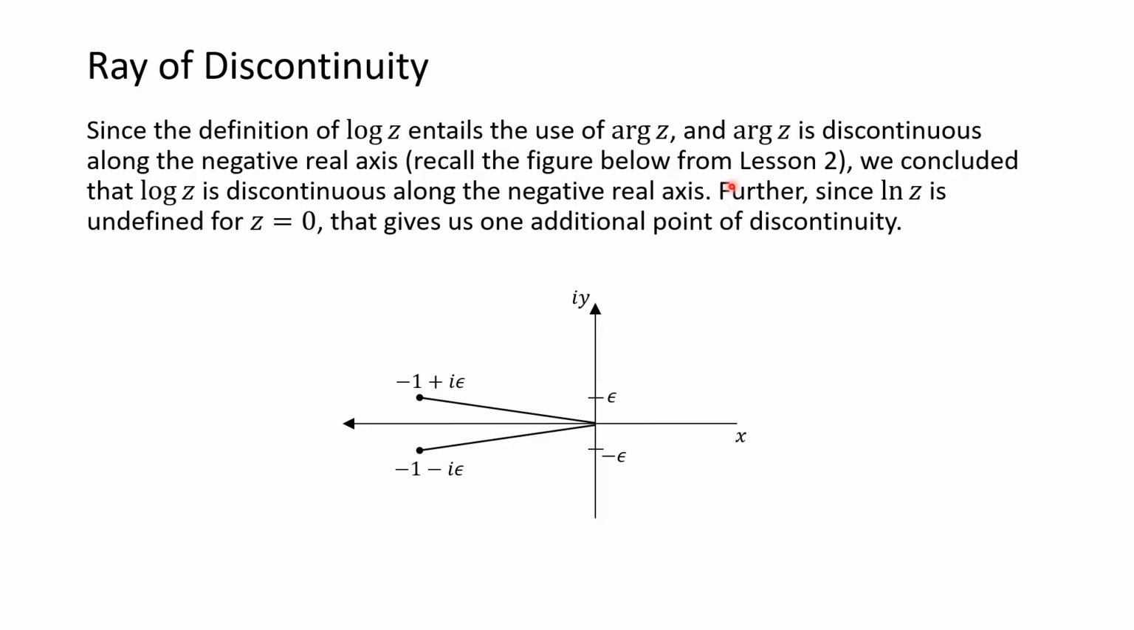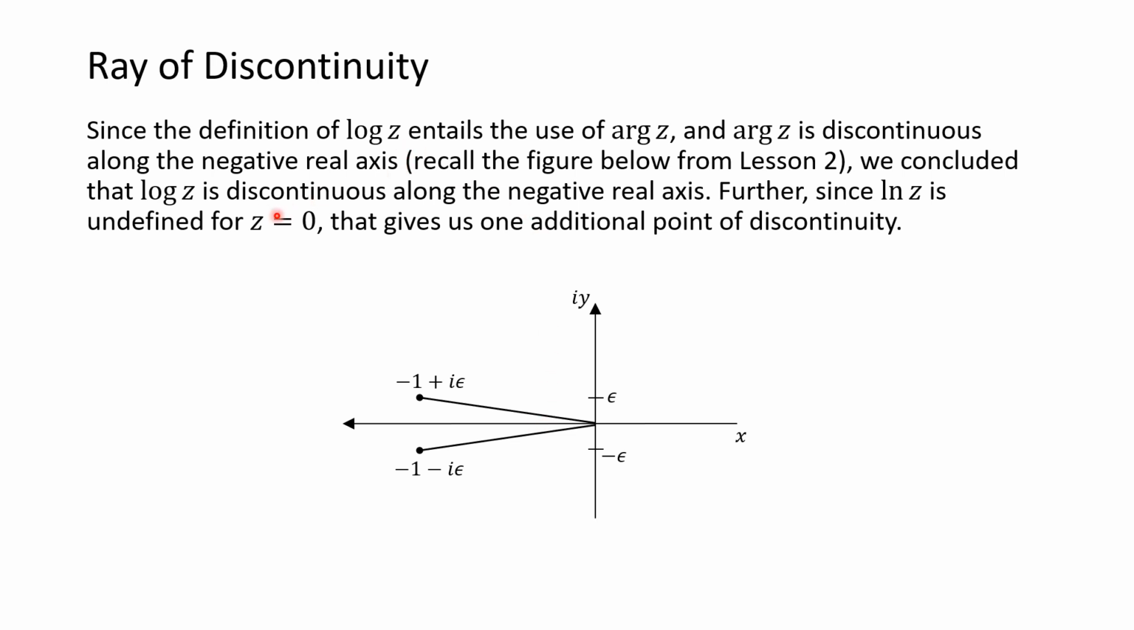Okay, we're just going over something on this slide that we talked about in lesson 2. If you recall, we had this figure, and the point was that the argument has a discontinuity along the negative real axis if we define the principal argument to be between minus pi and pi. So the argument at this point as epsilon approaches 0 is pi, but the argument at this point as epsilon approaches 0 is minus pi. So for any point on either side of this line, you have a jump, a discontinuity in the value of the argument.